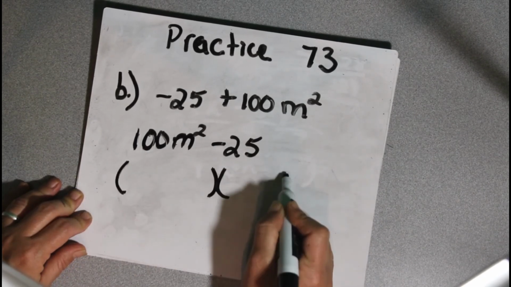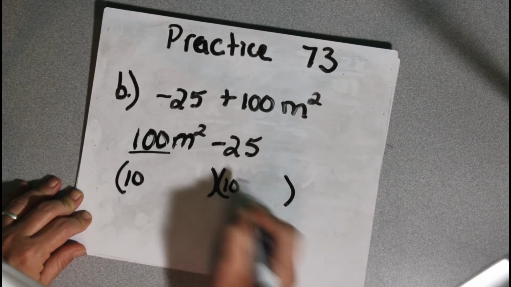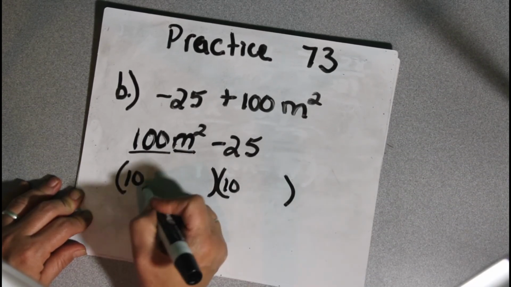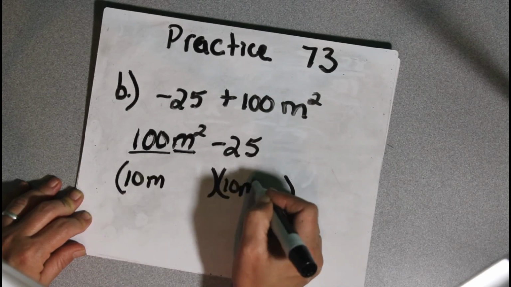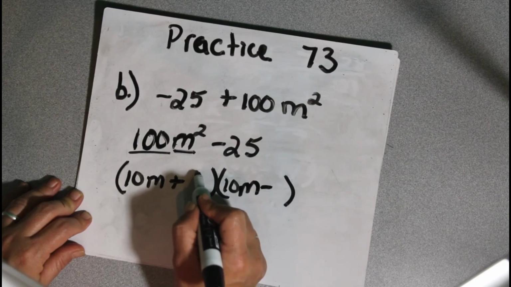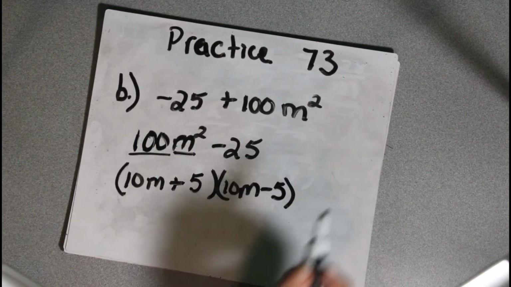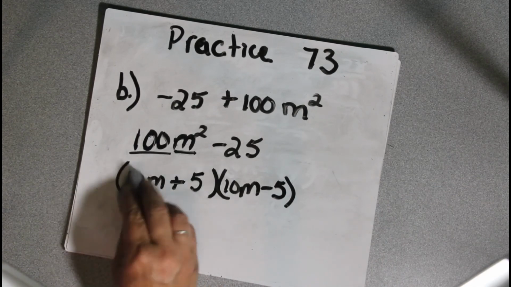So we're going to put in our parentheses. The square root of 100 is 10, so we're going to put 10 on both of those. The square root of m squared is m. Now we need a plus and a minus. And the square root of 25 is 5. 5 times 5 is 25. Alright, there was B.